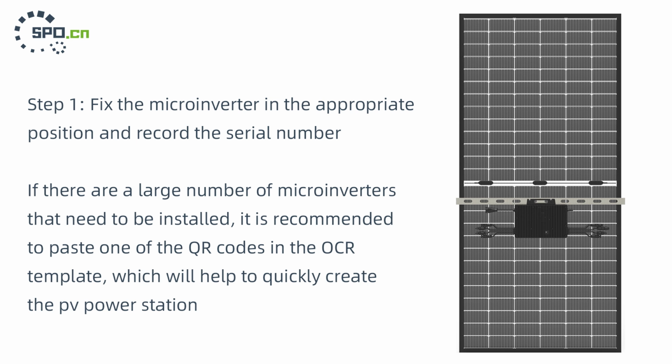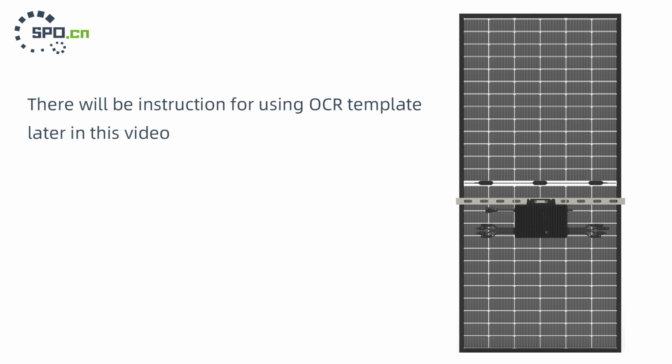If there are a large number of microinverters that need to be installed, it is recommended to paste one of the QR codes in the OCR template, which will help to quickly create the PV power station. There will be instruction for using OCR template later in this video.